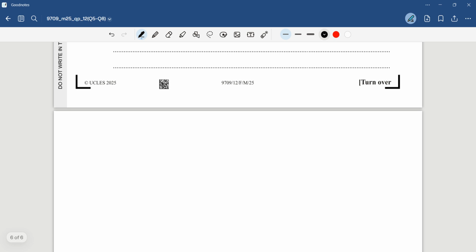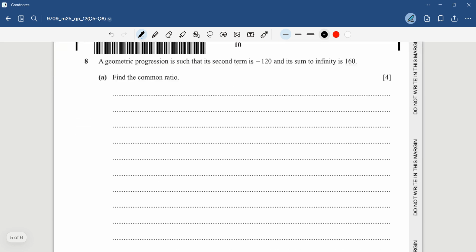Okay, so we go to question number 8. A geometric progression is such that the second term is negative 120, and the sum to infinity is this. Okay, we just write this, find the common ratio. So second term T2 equal to negative 120, and sum to infinity will be 160. Okay, so here ar equal to negative 120.